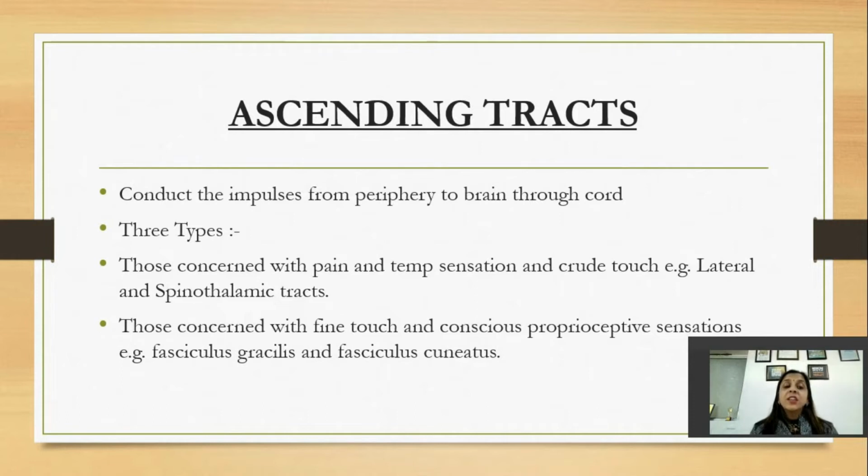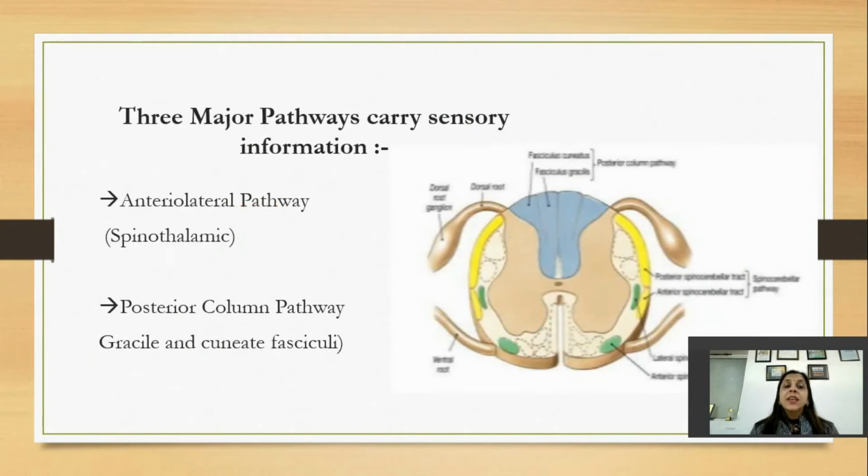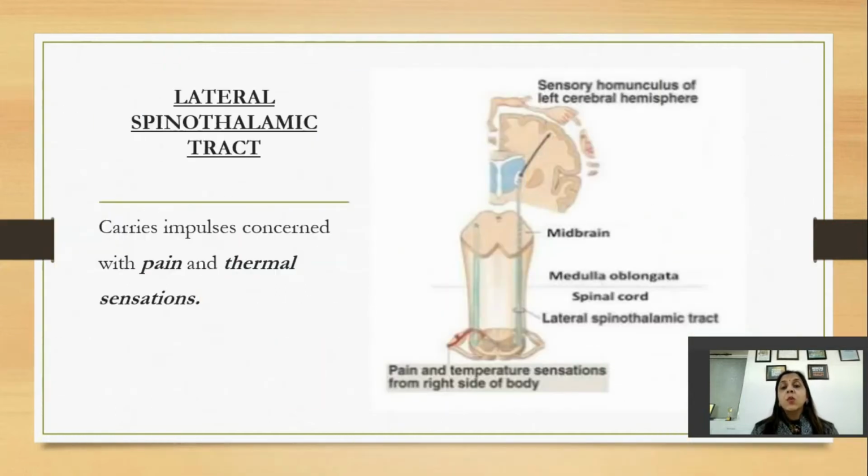So we have three types of sensations: pain and temperature, touch, and proprioception. Those fibers concerned with pain and temperature are carried by the lateral spinothalamic tract. The sensations of touch and proprioception are carried by the fasciculus gracilis and the cuneatus. So there are three major tracts that carry information. First one is anterolateral, another one is posterior column. So we'll discuss one by one, starting with the lateral spinothalamic tract.